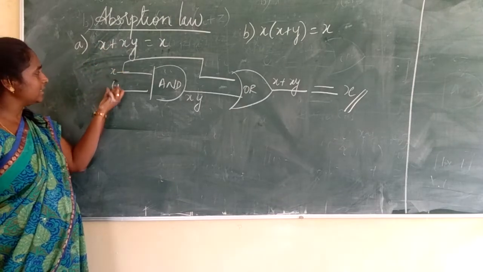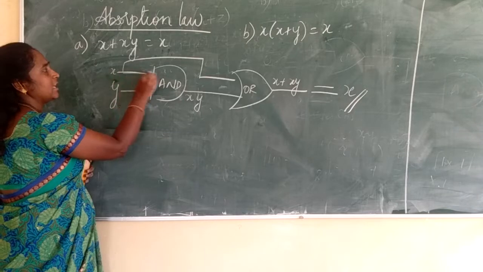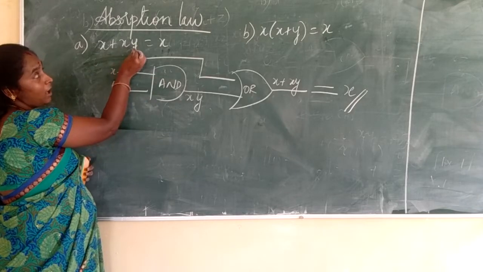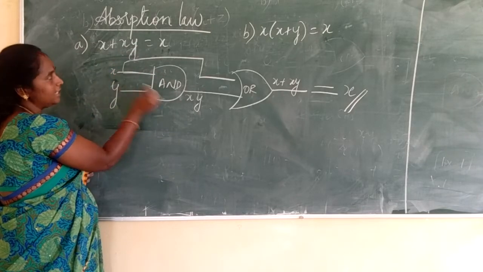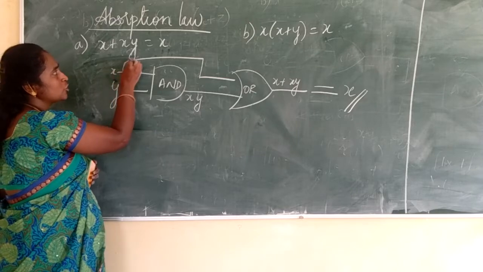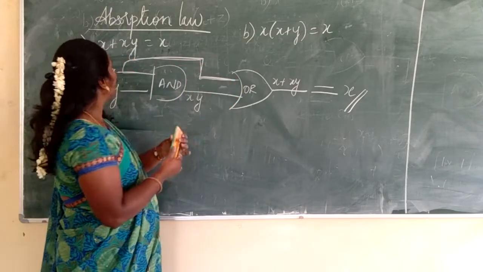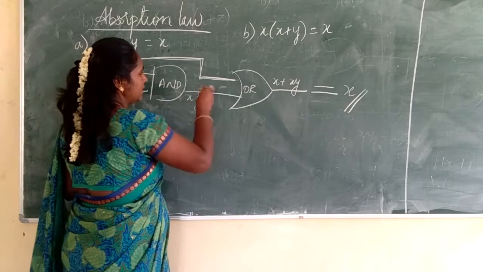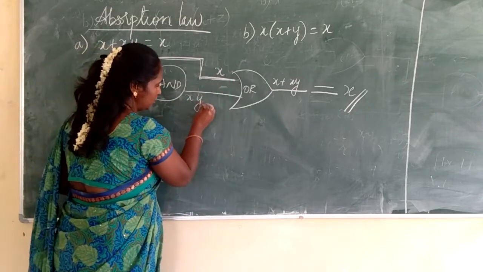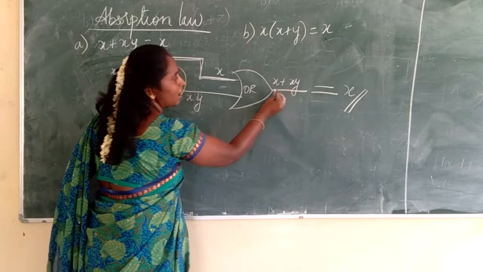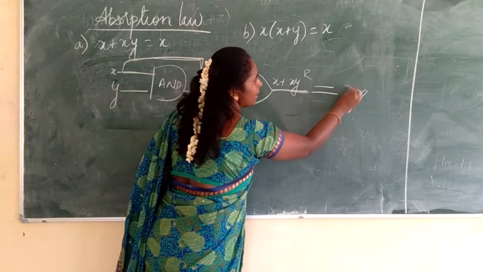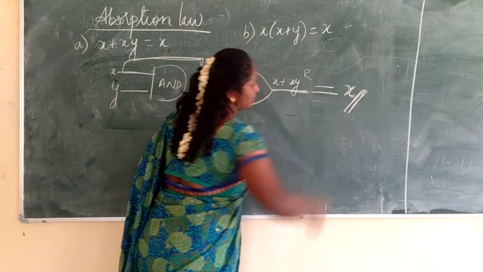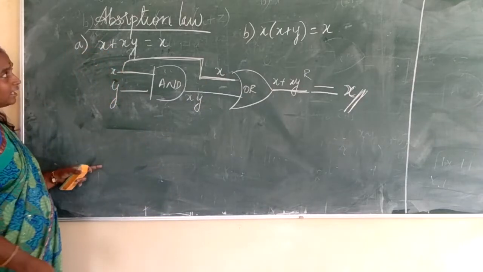I am taking x and y. First, these are ANDed, so use an AND gate, and the same x input should be ORed with the result that comes out of the AND gate, that is x into y. So that is x plus xy. The output result R should be equal to x. First we will prove it theoretically.